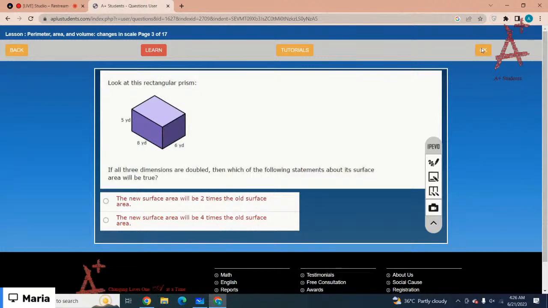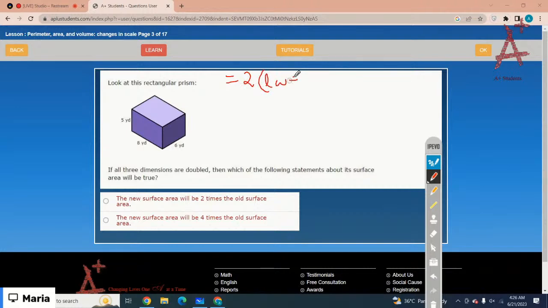Okay, look at the rectangular prism. If all three dimensions are doubled, which of the following statements about its surface area is true? Okay, you are going to double all the values. You calculate the surface area as 2 times length times width, width times height, and length times height. Got it? Okay, now you're going to double all the values.